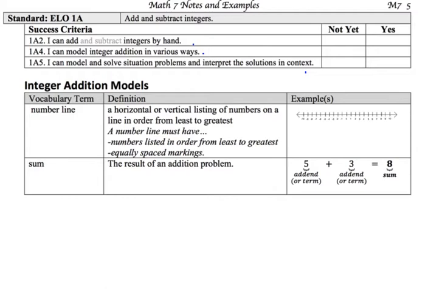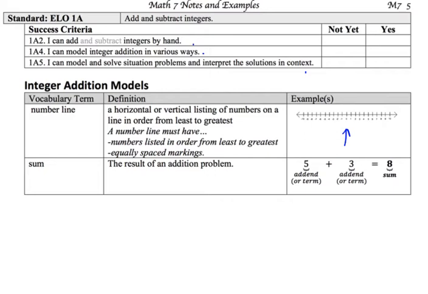So first, a little bit of vocabulary. Number line: it's a horizontal or vertical listing of numbers on a line in order from least to greatest. Here's a picture of one. A number line must have numbers listed in order from least to greatest and equally spaced markings.